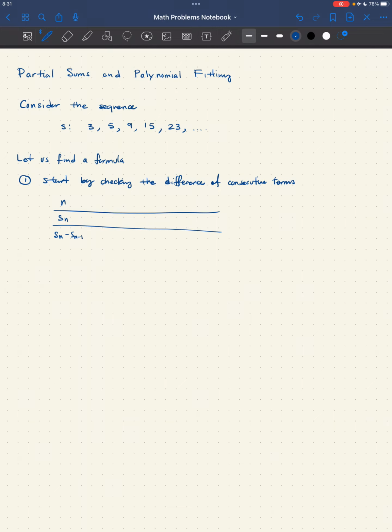So we start, well, for 0, as indicated here, this is 3, and that one is undefined. For 1, this is 5, and the difference is 2. For 2, the term is 9, and the difference is 4. For 3, it's 15, the difference is 6. For 4, the position, the term is 23, and the difference is 8.